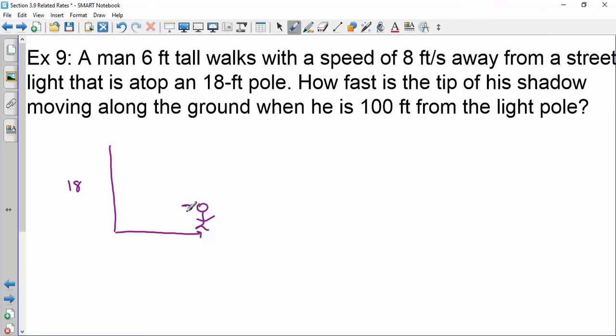This man is how tall? 6 feet tall. Okay, the 8 feet per second, that's the speed he's walking. So if I'm going to talk about his speed, I need a variable for his distance. So what do we want to call that? X. So then dx dt, the speed, is 8.